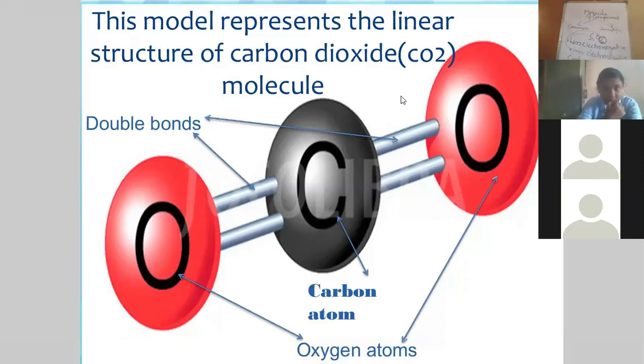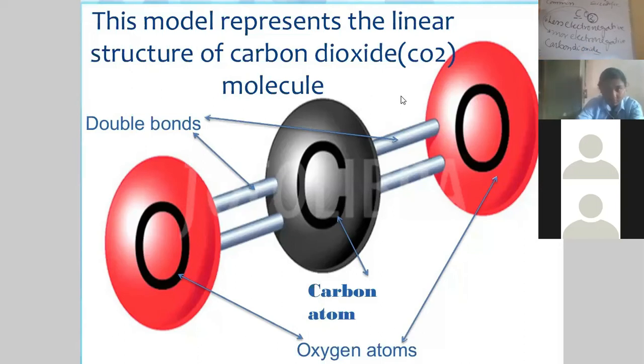So I will write the name: carbon. How many atoms of oxygen? Two atoms. For that I will write di. Carbon dioxide. But one more point has to be taken into consideration: while naming, the last name should be changed to end with ide, oxide. The last part should be replaced with ide.